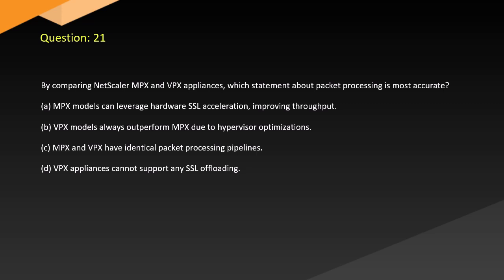Question 21. By comparing NetScaler MPX and VPX appliances, which statement about packet processing is most accurate? A. MPX models can leverage hardware SSL acceleration, improving throughput. B. VPX models always outperform MPX due to hypervisor optimizations. C. MPX and VPX have identical packet processing pipelines. D. VPX appliances cannot support SSL offloading.